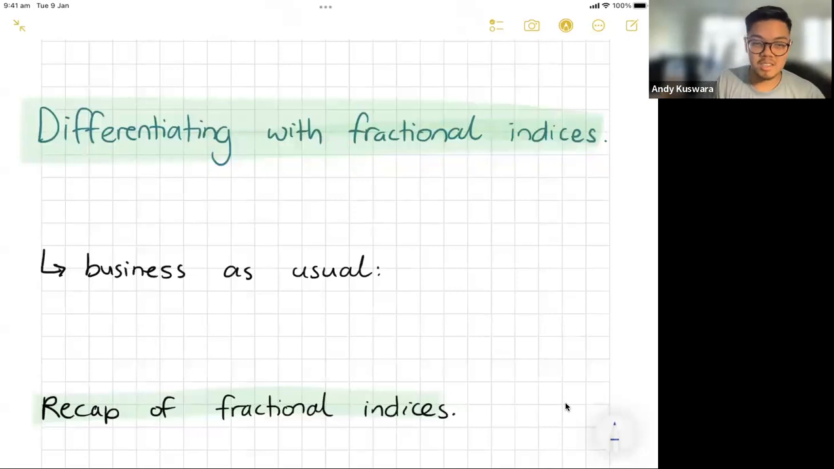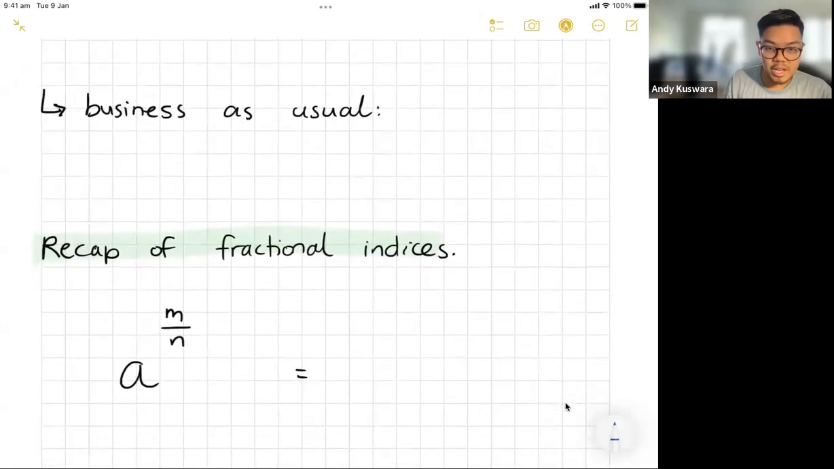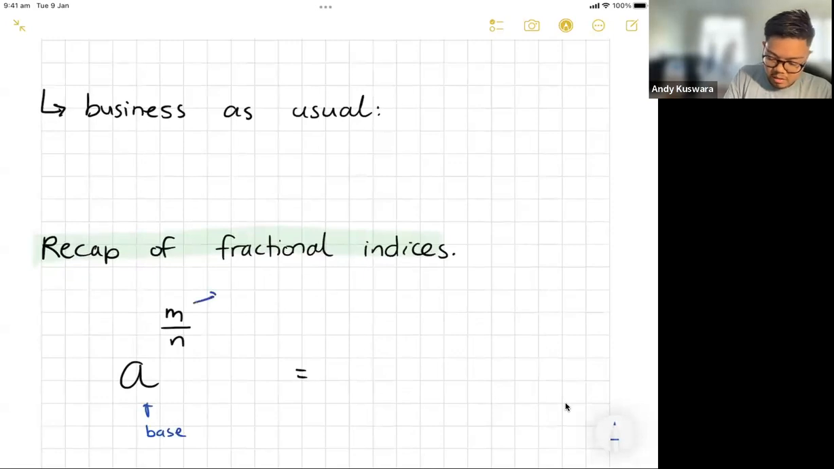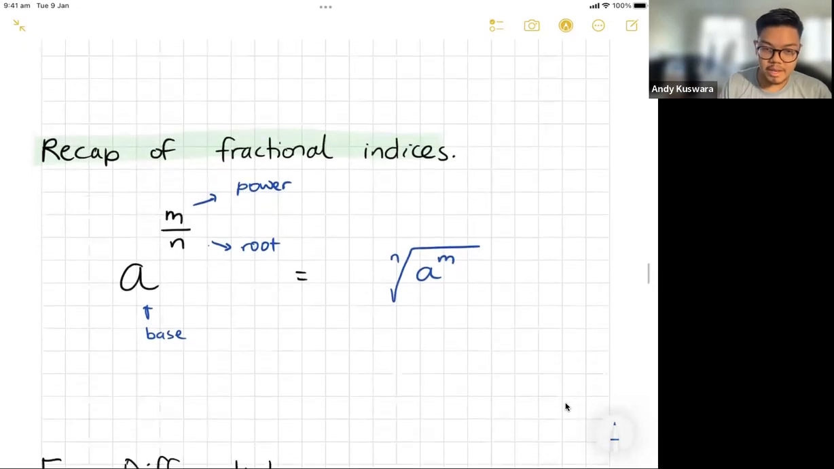So we've got a next one upcoming here. Last lesson we did negative indices. Now we're dealing with fractional indices. And same thing as always, business as usual. That means the same differential rule applies. As per usual, we're also going to do a quick little recap of a fractional indice. You'll have a base and a fractional indice. The way I remember this is a power always goes on top and a root always goes at the bottom. So rewriting this will become a to the power of m, and we're taking the nth root.